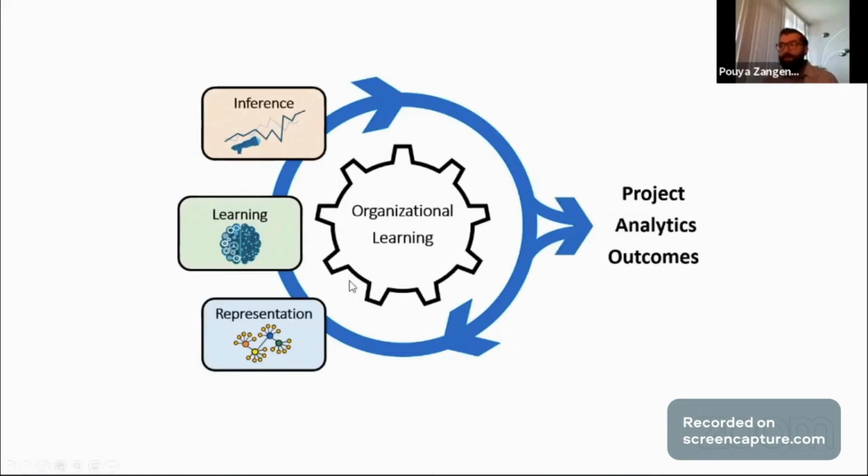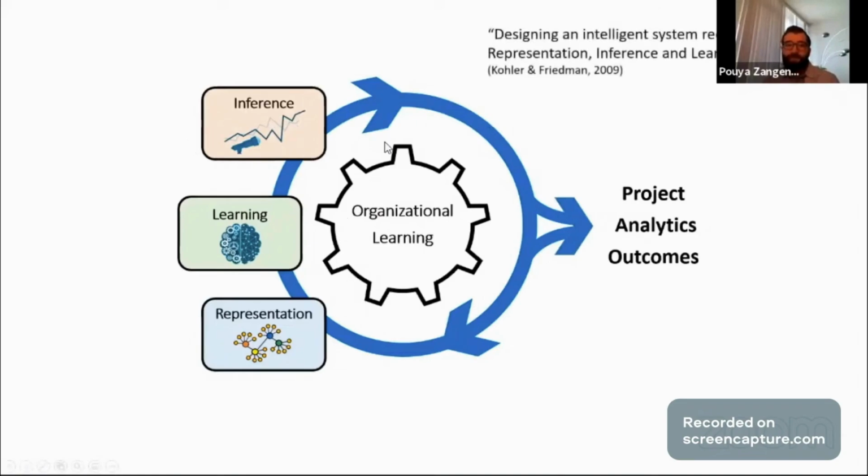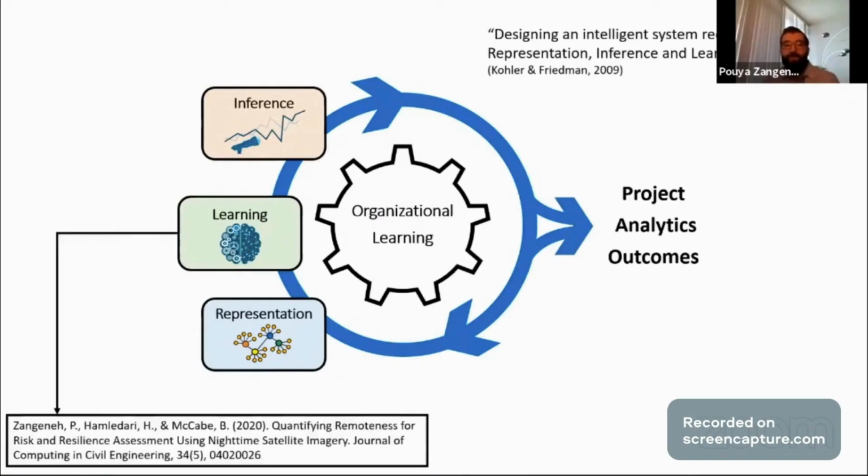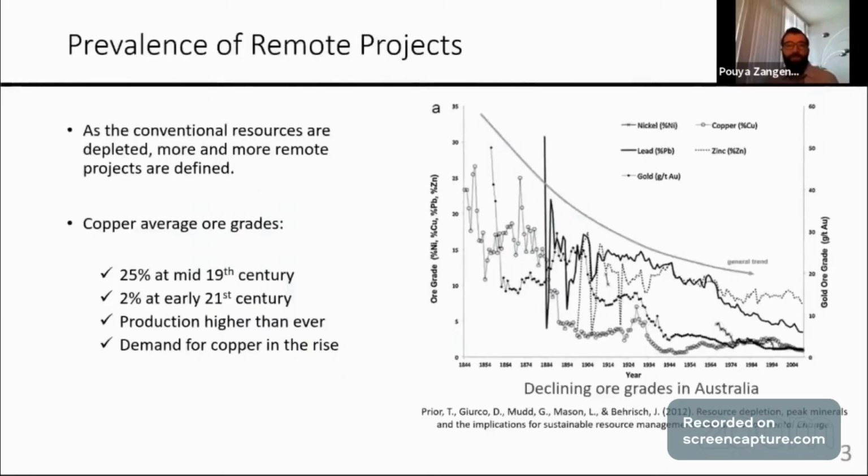And we divided the problem into three main parts within designing the intelligent system: representation, learning, and inference. Within the learning side was where we realized that there could be a potential of capturing remoteness risks based on nighttime satellite imagery, which ended up as a paper that led to our discussions with Alba Orbital later on. I'm very happy to be here and quickly review what we did and how we tried to characterize that.